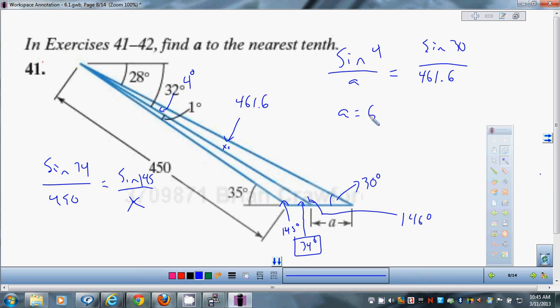64.4. These diagrams are just using the law of sines multiple times. That's all it is. Now, the only reason this looks complicated is because I have all these arrows going everywhere. And it looks more like some kind of Venn diagram. Any questions on this problem?